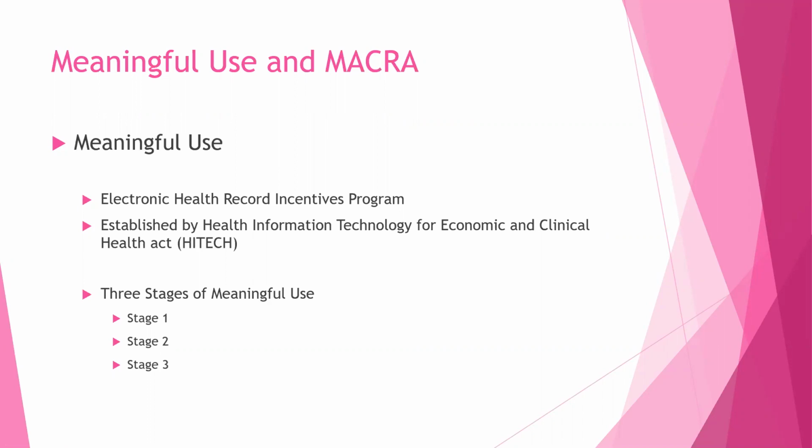Meaningful use allows the Health and Human Services to establish programs to improve healthcare quality, safety, and efficiency through the promotion of health IT, electronic health records, and secure electronic health information exchange. There are three stages of meaningful use.